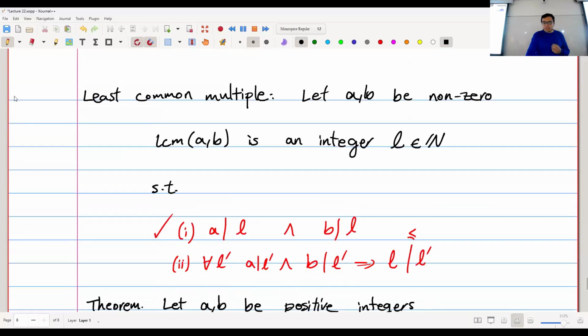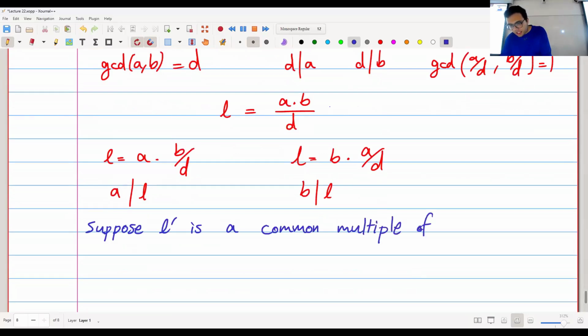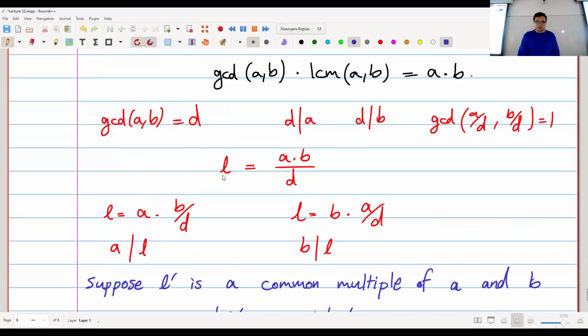I want to say that for every L prime that is a common multiple of A and B, L divides L prime. So suppose L prime is a common multiple of A and B. This means that A divides L prime and B also divides L prime. Why does L divide L prime? For us here, L is just A times B divided by D. We want to show that L satisfies the definition of LCM.